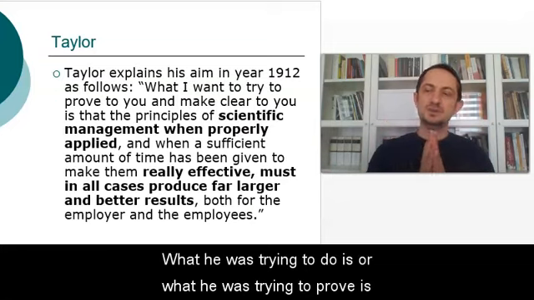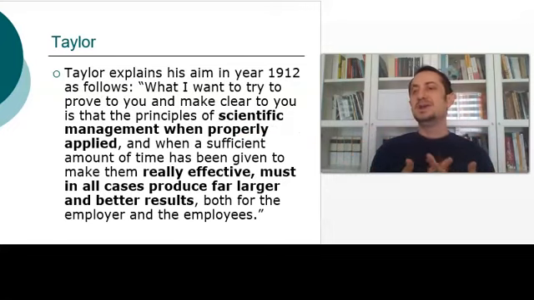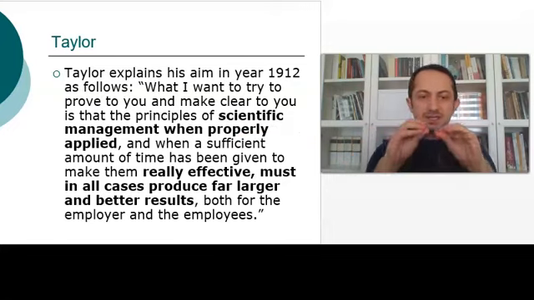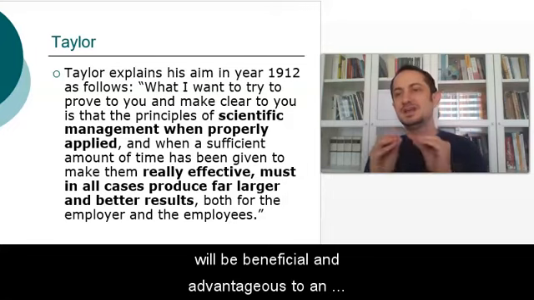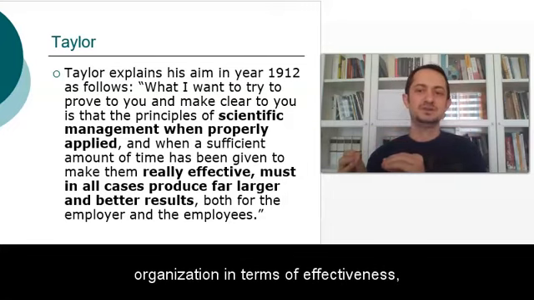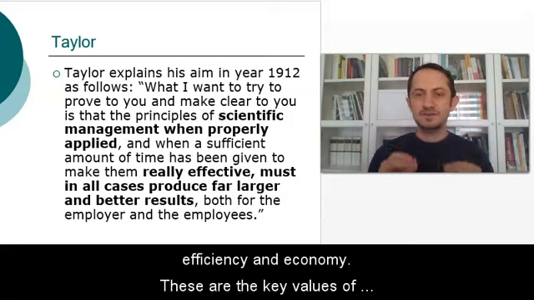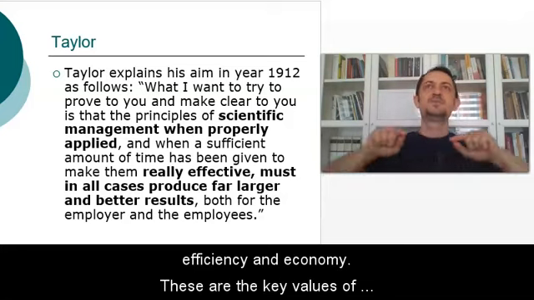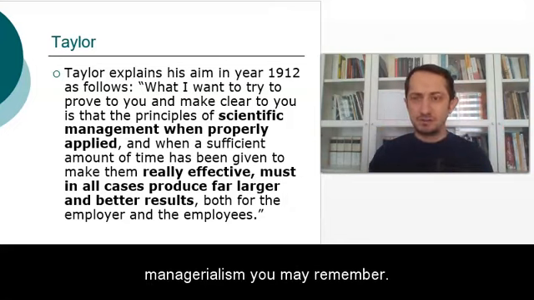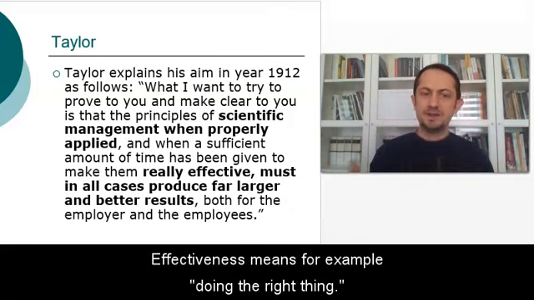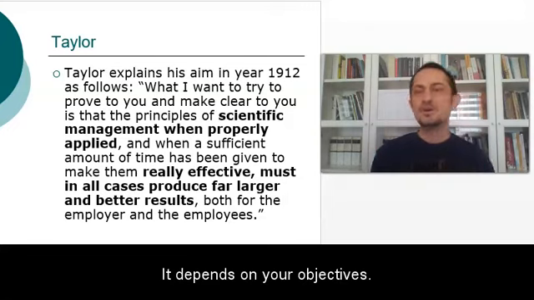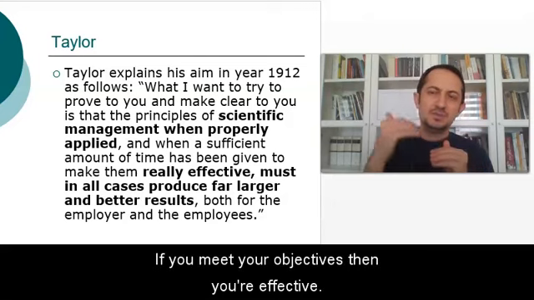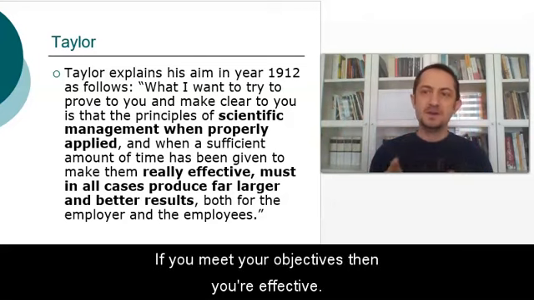What he was trying to prove is the implementation of scientific principles will be beneficial and advantageous to an organization in terms of effectiveness, efficiency, and economy. These are the key values of managerialism, you may remember. Effectiveness means, for example, doing the right things. How can you do a right thing? It depends on your objectives. If you meet your objectives, then you're effective.